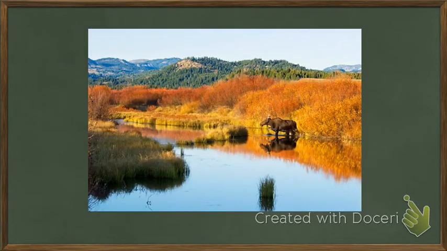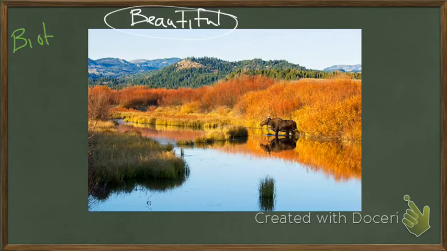So if I look at this image here, first of all, this is beautiful. If you look at this and you don't think it's beautiful, I don't know, maybe you got to get back to nature. So if I say biotic, and then on this side, abiotic, you should be able to look at this image and list certain things. The first thing that stands out to me is the moose. Moose is definitely a biotic factor here.